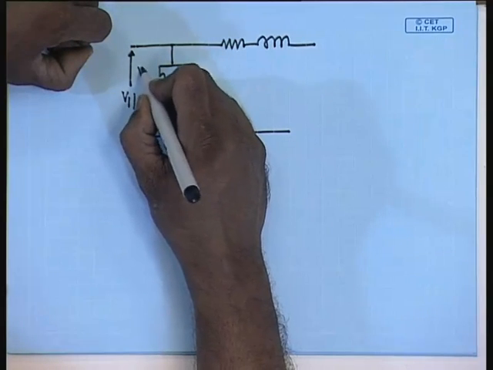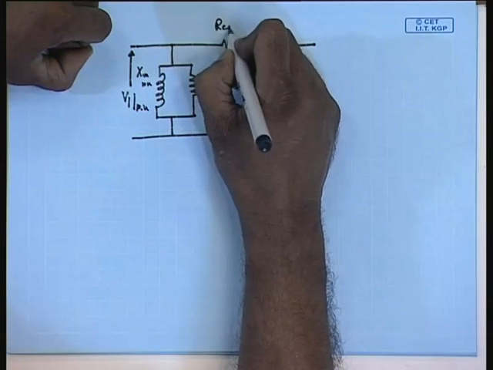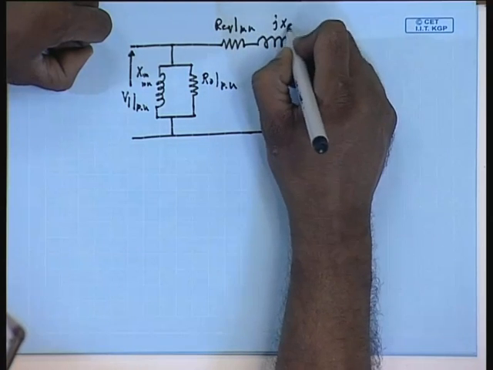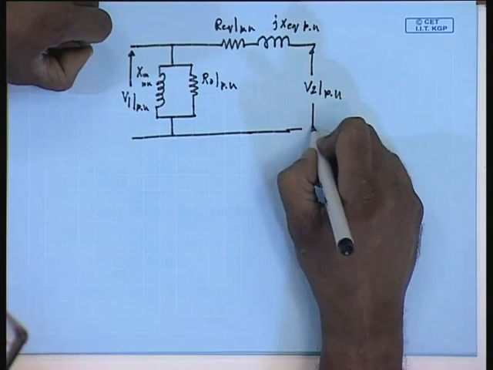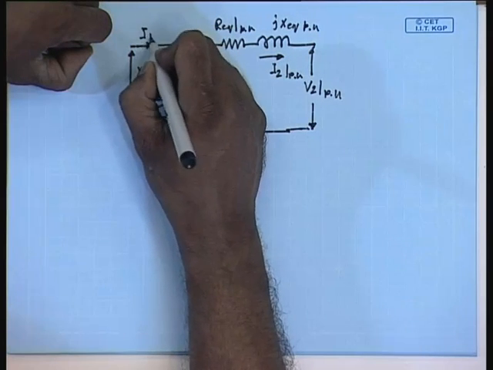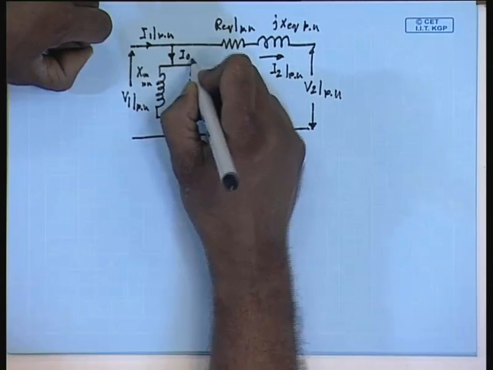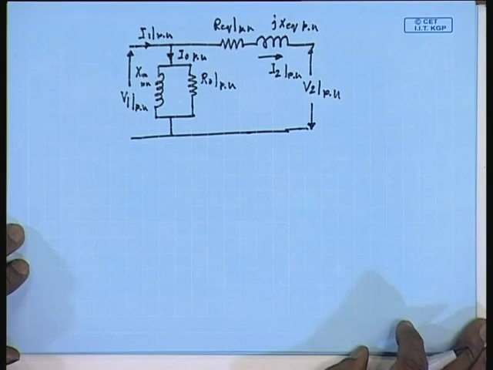this is XM PU, this is R0 PU, this is Req PU, this is jXeq PU. Here you will get V2 in per unit, here you will get I2 in per unit, here you will get I1 in per unit, this is I0 in per unit. So, this is how you get the equivalent circuit parameters of a single phase transformer from short circuit and open circuit test data.